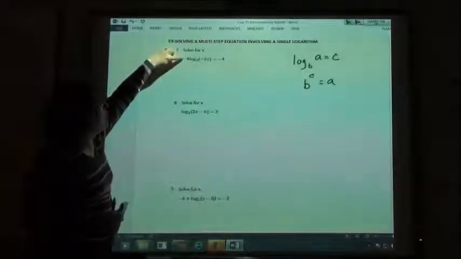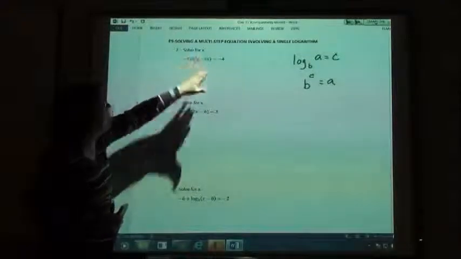Here, what can I do to get the log with nothing in front of it? In other words, what do I do with that negative 4? Can you put it over on the other side of the negative 4? You can by doing what operation? Add, subtract, multiply, or divide?